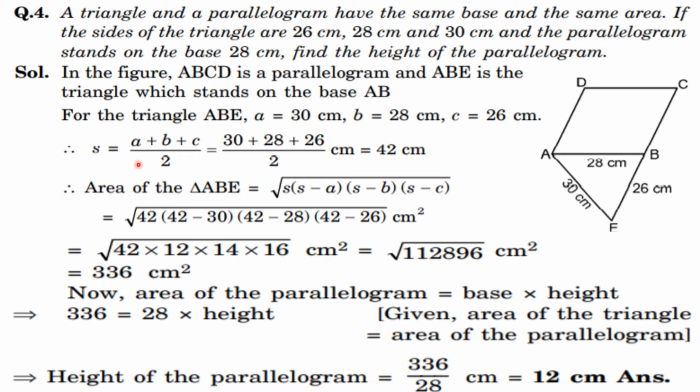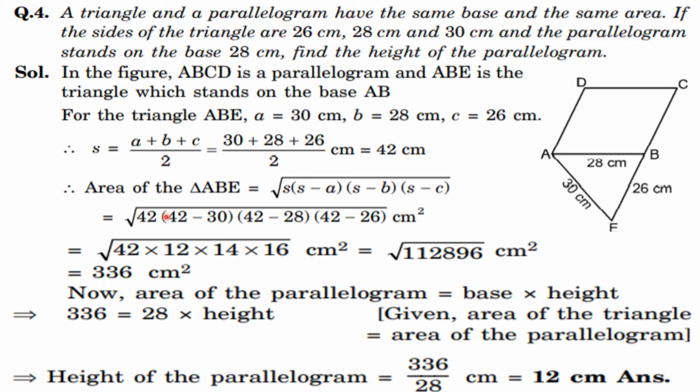Therefore, area of the triangle ABE. We have found the semi-perimeter of the triangle ABE. Now we are going to find the area of triangle ABE, which is equal to the square root of s into (s minus a) into (s minus b) into (s minus c). Do you remember this formula, my children? Area of triangle by Heron's formula.